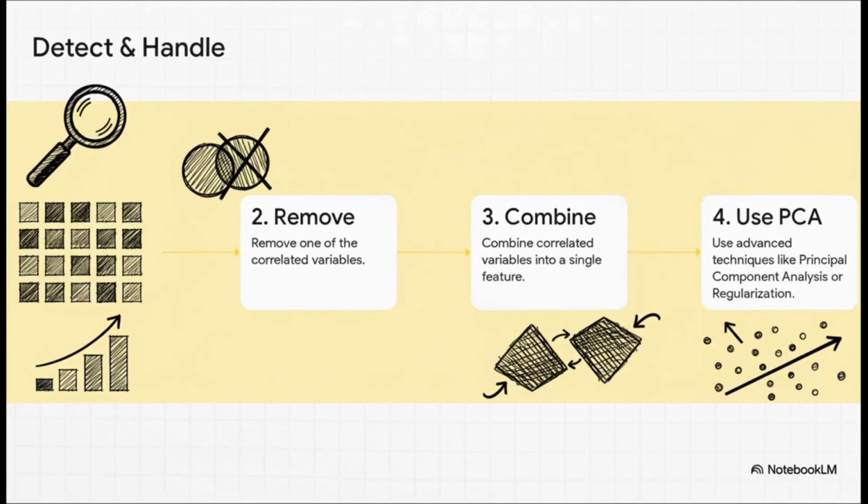So, what do you do about it? Well, it's a pretty clear process. First, you have to find it, using something like a correlation matrix or a VIF score. Once you've found it, you've got options. The simplest is to just remove one of the variables that's causing the problem. Or you could get clever and combine them into one feature. And if you want to get really fancy, there are advanced techniques you can use.